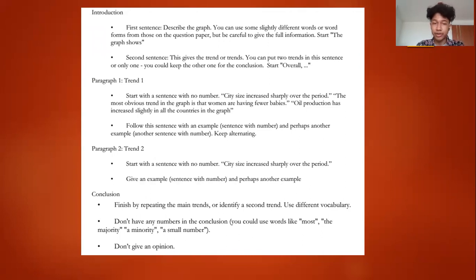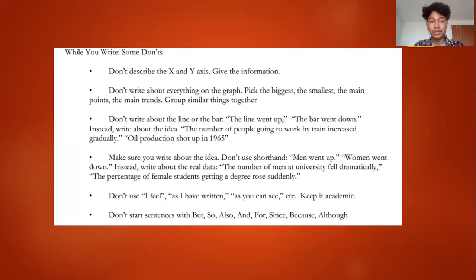We have to finish it by repeating the main trends or identifying a second trend. But I remind you that you're going to need to use different vocabulary. And don't have any numbers in the conclusion. Just don't put any numbers in it. You can use words like most, the majority, a minority, or a small number, etc. And don't give your opinion because it's a graph. It's all facts.